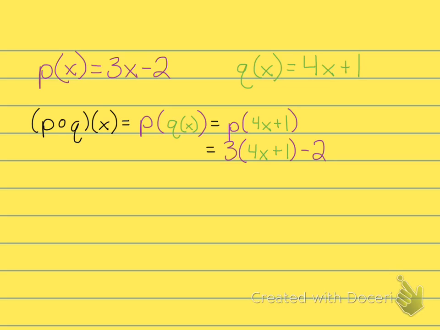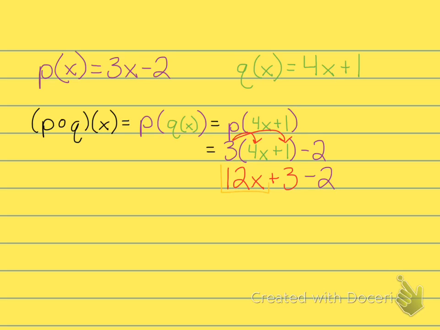So notice how the only thing that changed from the original p of x equation is now x has been replaced with the q of x function, which is 4x plus 1. Okay? Then from there, actually do the math and simplify as much as we can. So because of the 3 sitting in front of the parentheses, I know I need to do distributive property. So 3 times 4x gives me 12x. 3 times 1 gives me 3. And then the minus 2 is just still hanging out there outside of the parentheses.